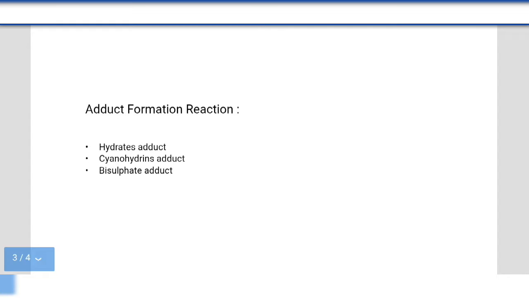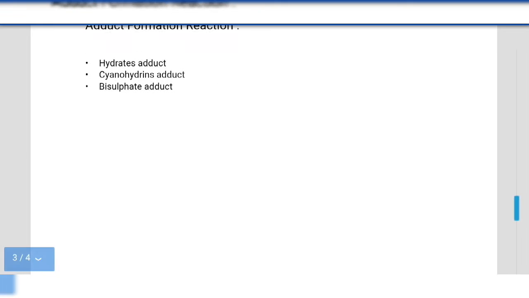Then I will go to adduct formation reactions, that are the hydrate adduct, cyanohydrin adduct and bisulfite adduct. I will discuss them in my next video.